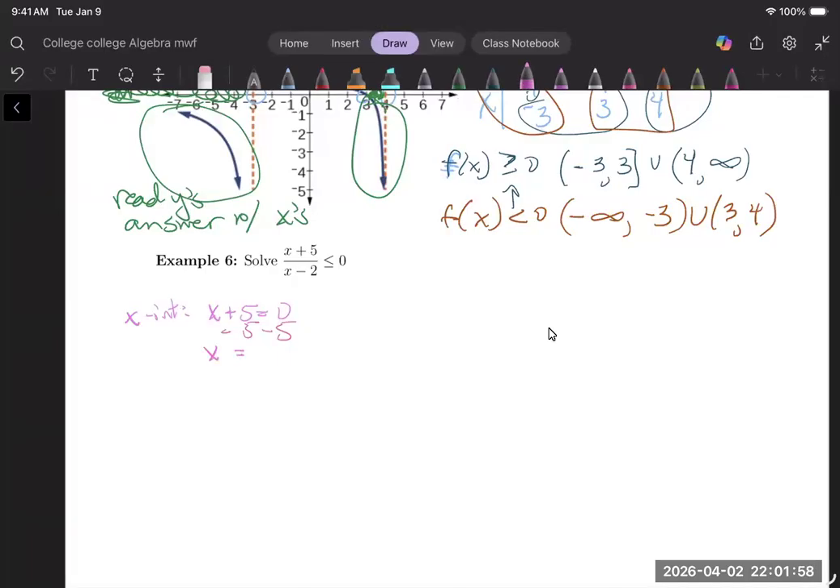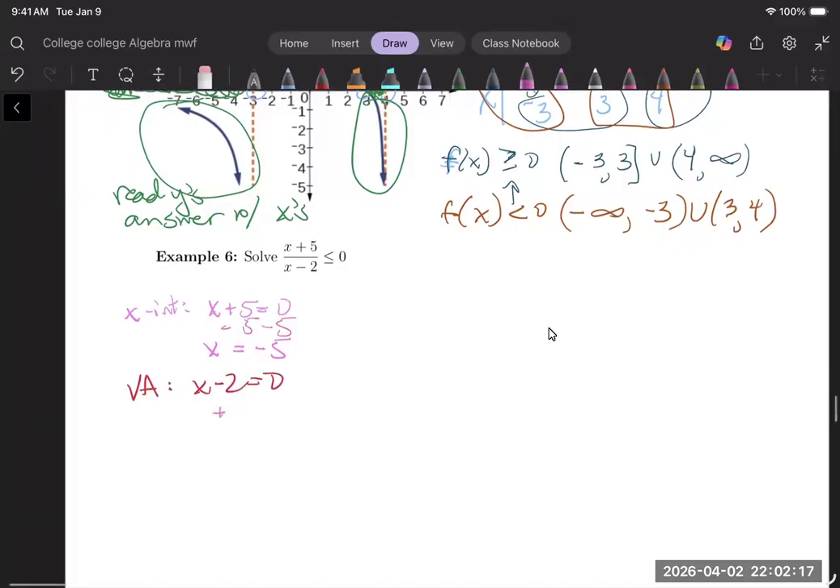So then x equals -5 is the x-intercept. Not the y-intercept, hello, the vertical asymptote. The vertical asymptote is from the denominator, so we set the denominator equal to 0 and solve. We'll add 2 to every side. So we're left with x equaling 2.